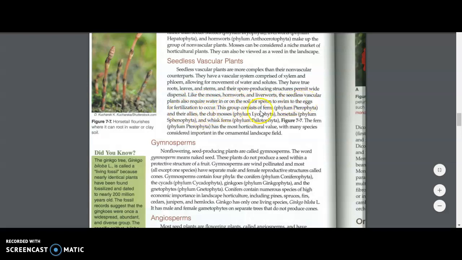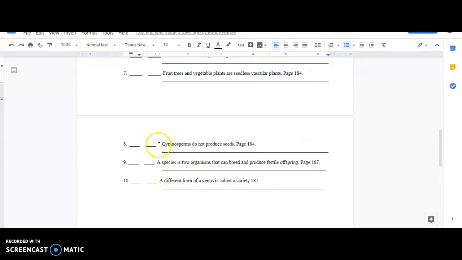This group consists of ferns and their allies, the club mosses, horsetails, and whisk ferns. In figure 7-7 over here, the fern has the most horticultural value, with many species considered important in the ornamental landscape field. You'll find the answer to number 7 in what I just read. Number 8 says gymnosperms do not produce seeds.